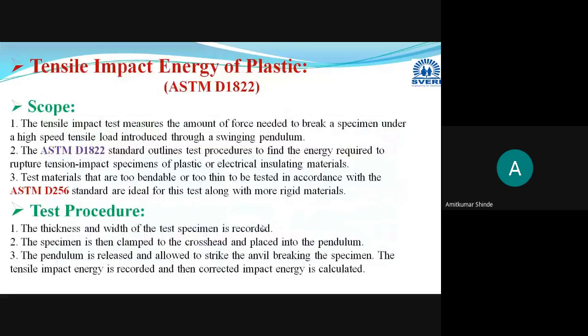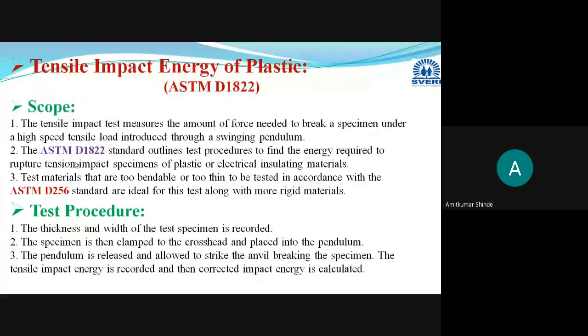Now after this impact testing, the next is the tensile impact energy testing of the plastic component. Okay, please write down the name for each. We have to make one table consisting of two columns. On the left side, write the name of the test conducted, and on the right side, you have to mention the ASTM standards used.